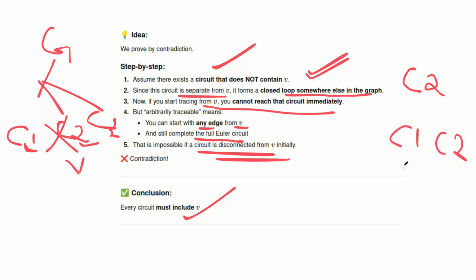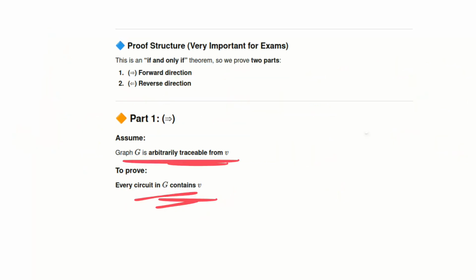So if I start tracing from V, you cannot reach the circuit here, right? Immediately you cannot reach the circuit. But I have said that it is arbitrary traceable from V. If it is arbitrary traceable, then I should be able to go to C2. But since V is not there in C2, how can I go to C2 then? Arbitrary traceable means if I start from V, I can go to any edge and complete the whole Euler circuit. But this is impossible if the circuit is disconnected from V initially. So a contradiction happens and we say that every circuit must include V in the graph.